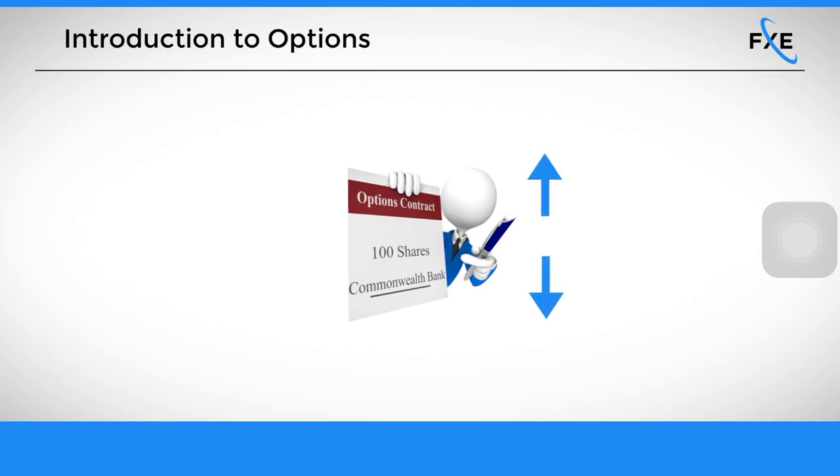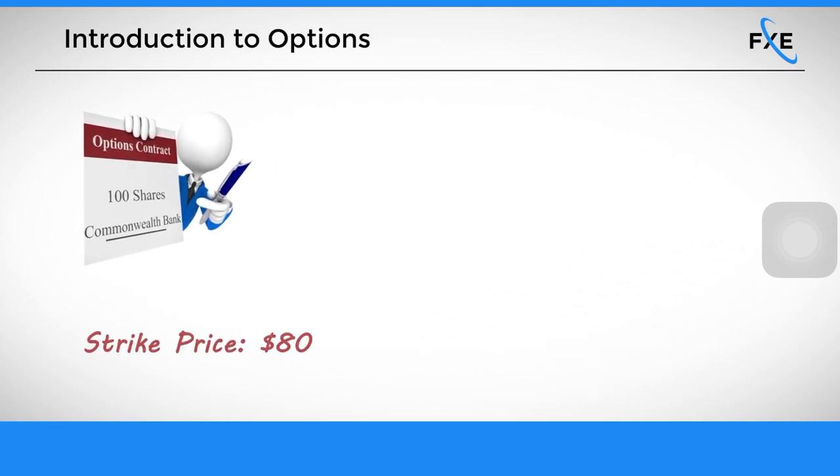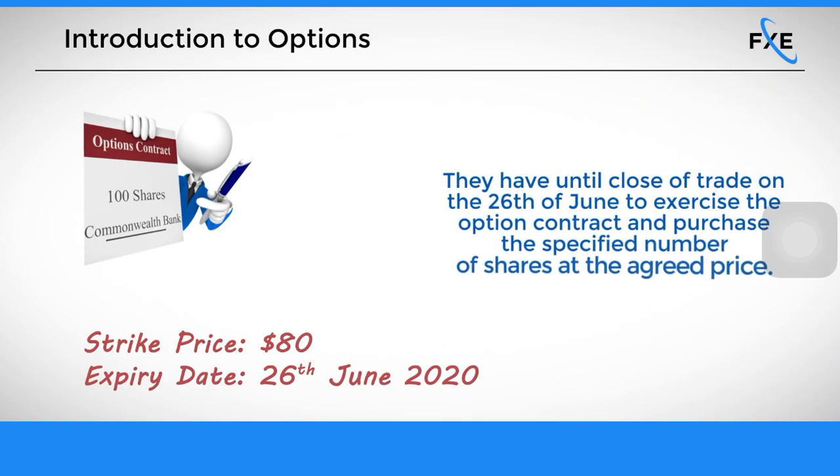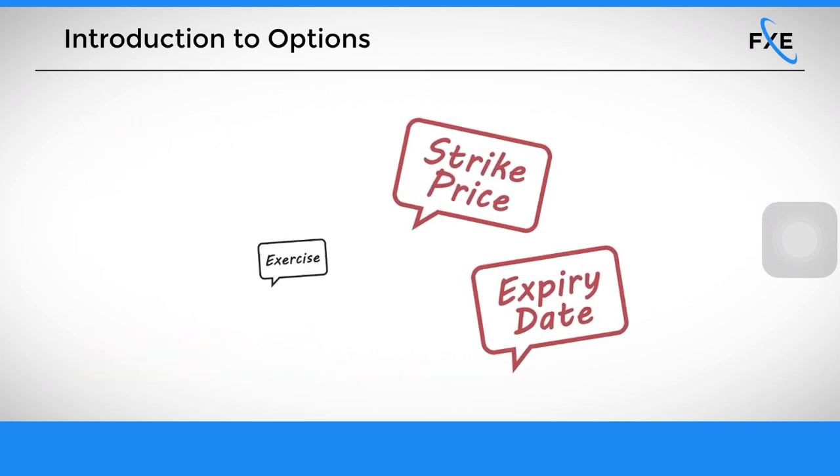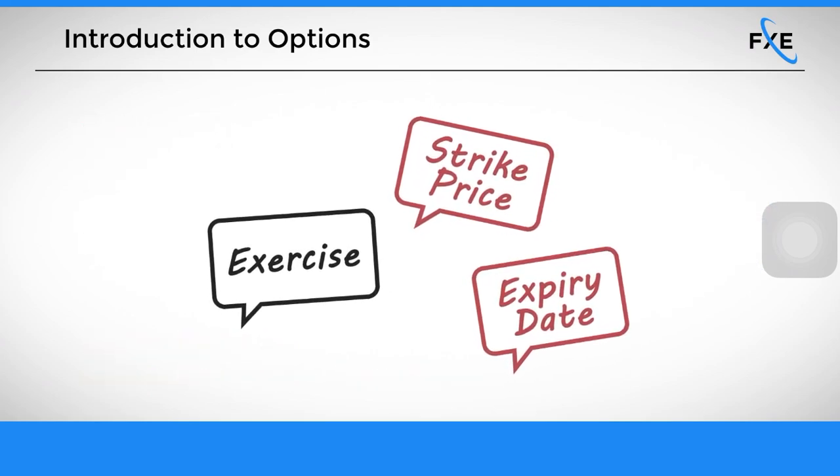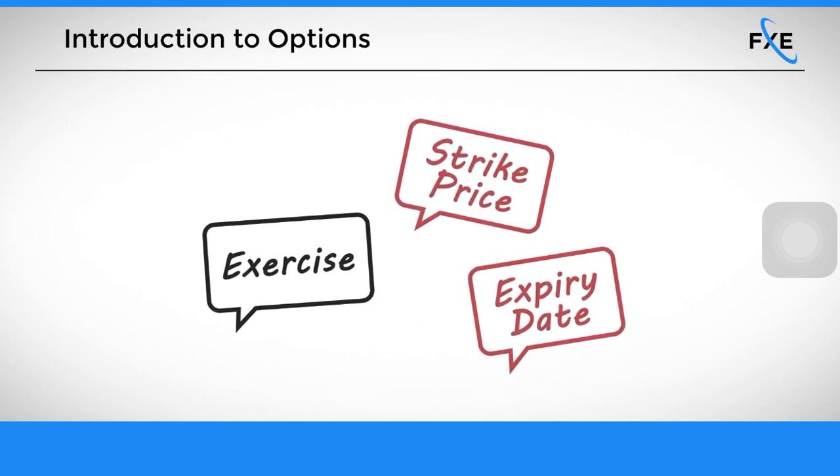It is important to understand that just like in the previous racehorse example, the buyer of an option has a right, but not the obligation to buy the underlying asset at an agreed price prior to a specified date. As an example, if a trader was to buy a CBA options contract at a strike price of $80 with an expiry date of the 26th of June 2020, they have until the close of trade on the 26th of June to exercise the option contract and purchase the specified number of shares at the agreed price. Now, strike price, expiry date, and exercise are all terms that we will be explaining shortly, but for the purpose of this example, they are used to essentially highlight how an options contract works.